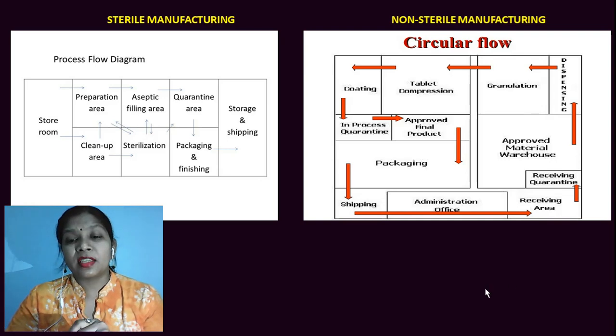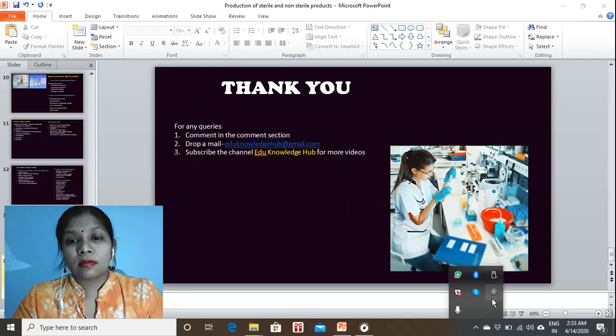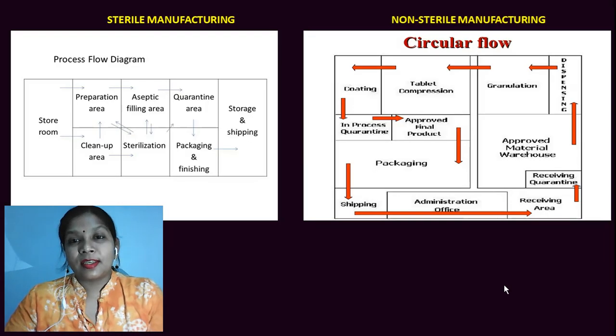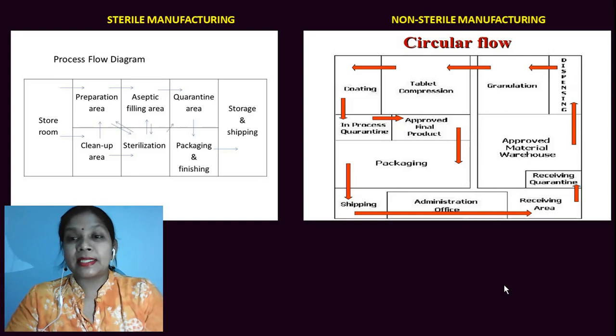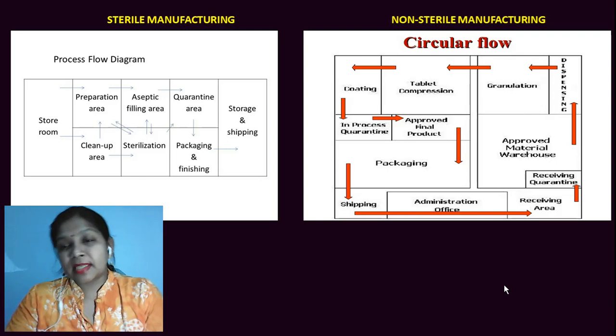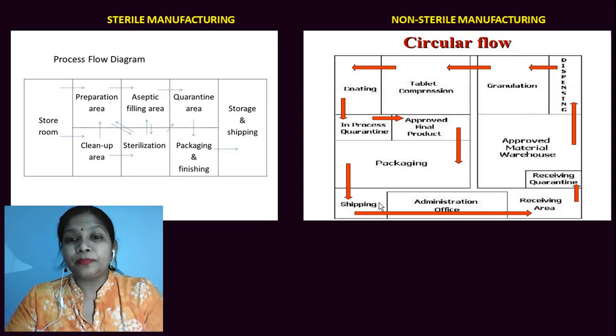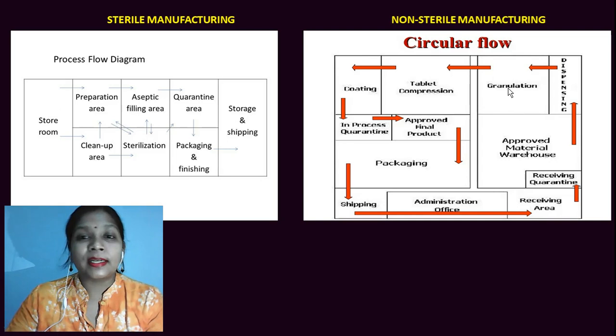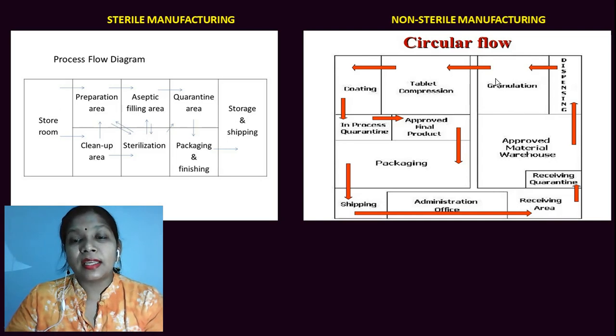Now coming to the non-sterile manufacturing, here I have given a circular flow. That means in case of the non-sterile manufacturing, the people can travel in a circular manner, or the process can be done in a circular manner. You can see here, this is the dispensing area, this is the granulation area. Now I need to state that this non-sterile manufacture is related to tablets. So this is the granulation area where you need to prepare the granules. It can be wet granulation or dry granulation or the slugging method.